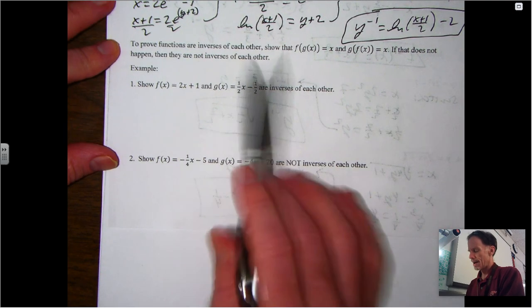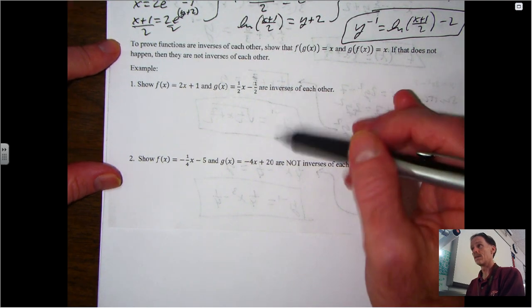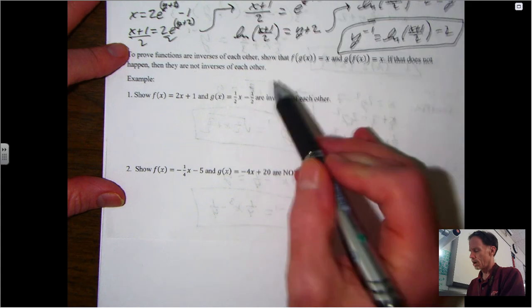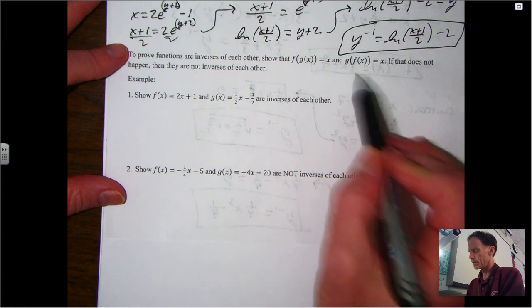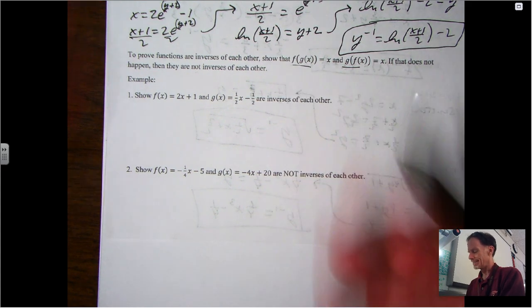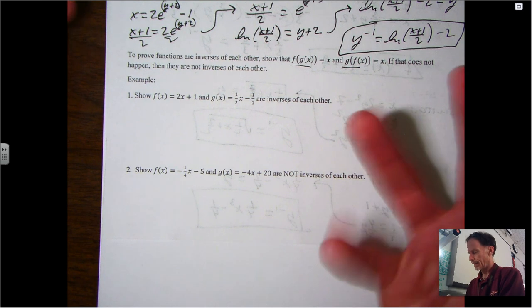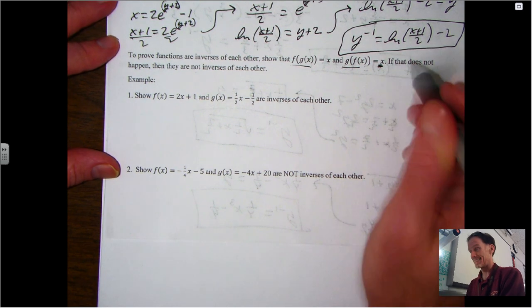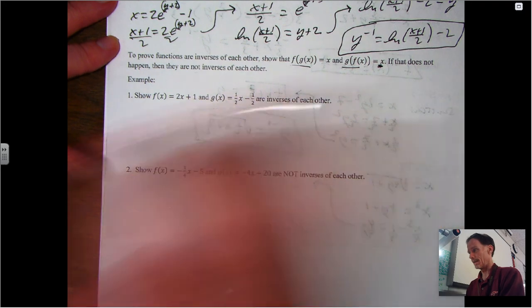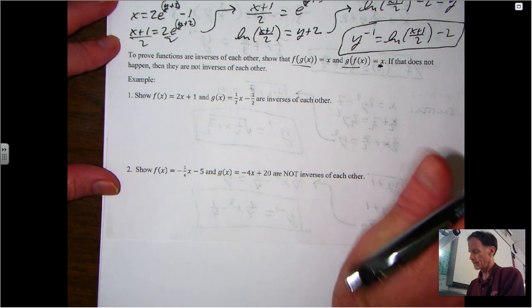Last little bit, now this is kind of what we did when we did compositions. To prove two functions are inverses of each other, we just take the composition and see what happens. If they both equal x, exactly x, then they're inverses. If they equal anything else, they're not.